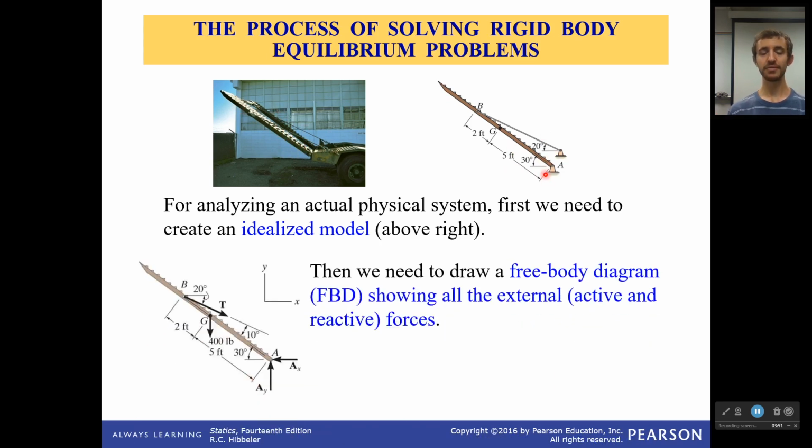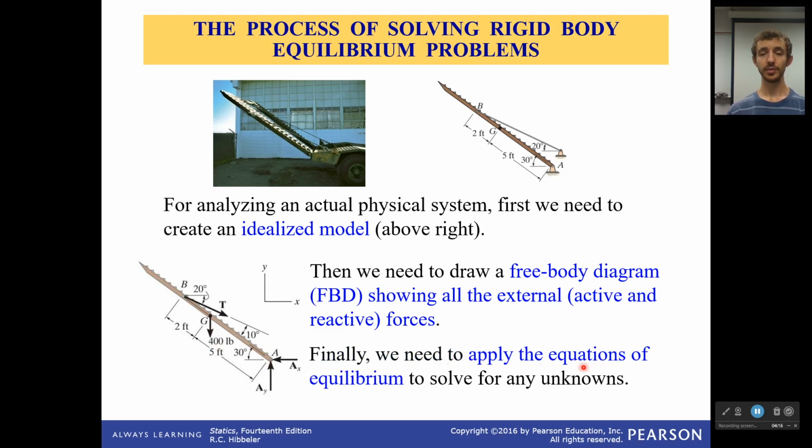And then we need to create a free body diagram. Now this free body diagram shows all of the external, active and reactive forces acting on our body. Rigid body in this case would be the ramp, and then these are all the forces. So we replace any ropes or pins holding it in place with reaction forces. We also make sure that we take into account the weight, if it's necessary, of our rigid body. Then we will apply the equations of equilibrium to solve for any unknowns.